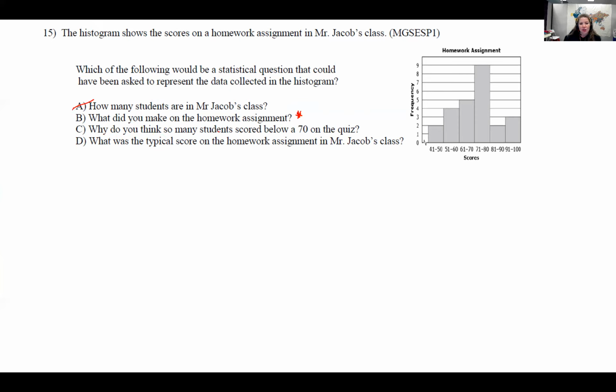Why do you think so many students scored below a 70 on the quiz? Well, someone's response would be words, and these are not words. So C did not create this histogram. What was the typical score on the homework assignment in Mr. Jacobs' class? So this is sounding like it's almost wanting the class average, which there only would be one response. So B, if you ask this question to a whole group of students, all the different students could give you different answers. It's not a yes or no answer, okay? So B is the best response.